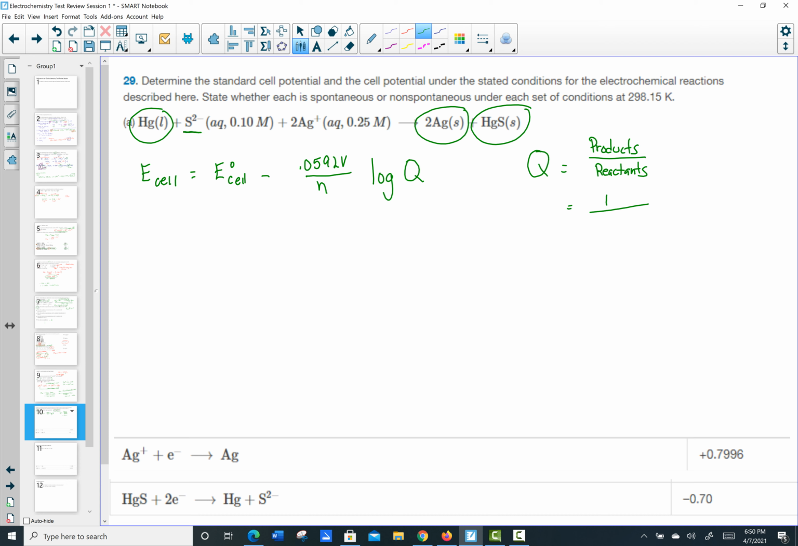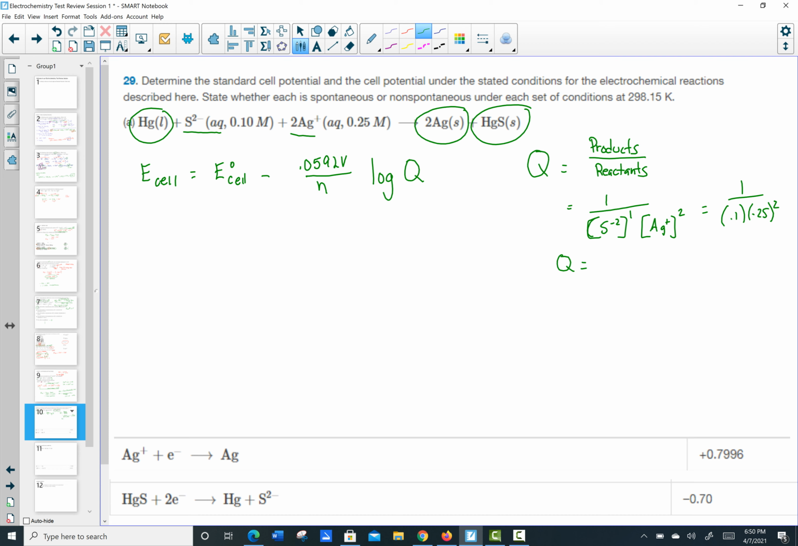Here we have an aqueous ion of sulfide, so it would be used. We need the concentration of sulfide raised to the 1st power because its coefficient is a 1. We'll also include the silver ion because it's an aqueous ion, and its concentration would need to be squared due to the coefficient of 2. So let's plug that in. Sulfide was given as 0.1 and silver ion was given as 0.25, and that would need to be squared. 1 divided by 0.1 and 0.25 squared.